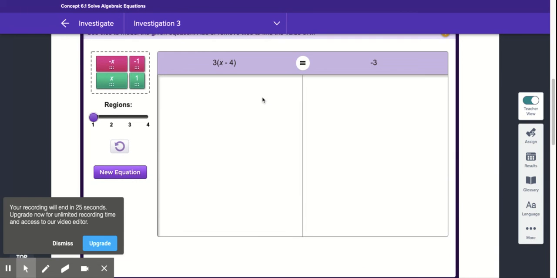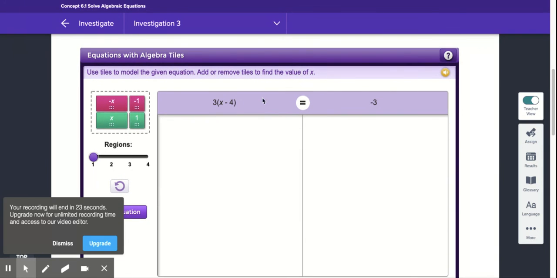So I hope now algebra tiles makes a little bit more sense. Remember, it's just a way for you to display what an equation would look like.